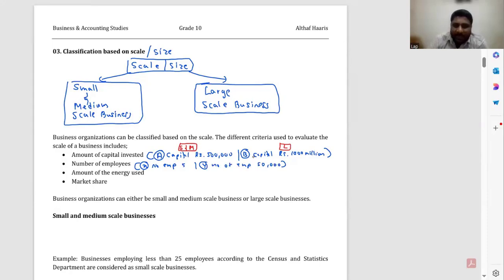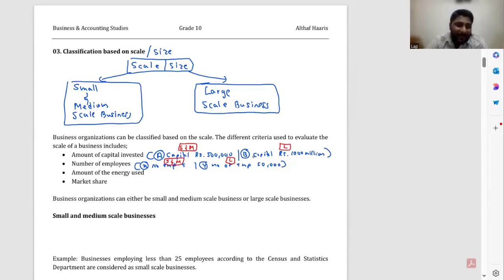Everyone tell me using the chat box. X is small and medium scale. Good. Small and medium scale X. Y, large scale. 50,000 employees.